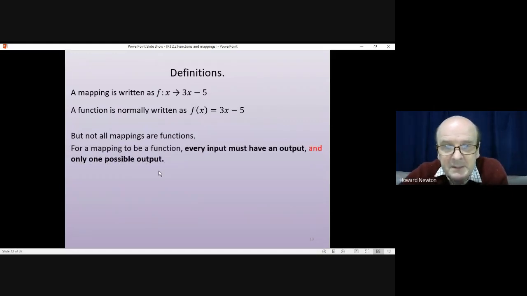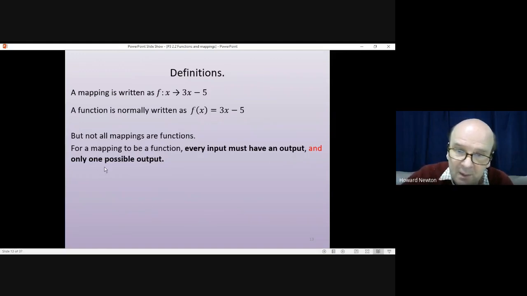For a mapping to be a function, every input must have an output. That's the first thing. But more than that, it can only have one possible output. So every input must have an output. There must be something that comes out that's acceptable, and only one thing can come out.